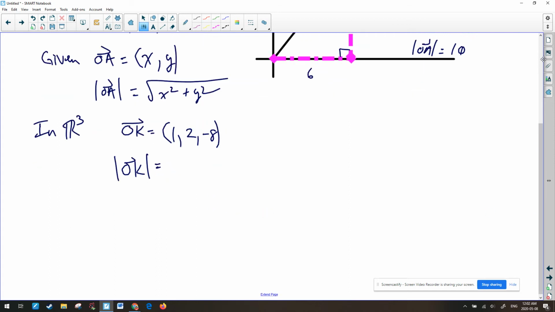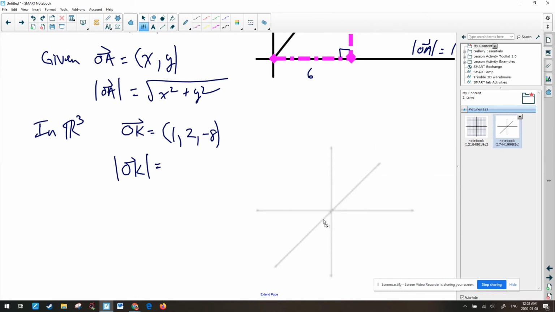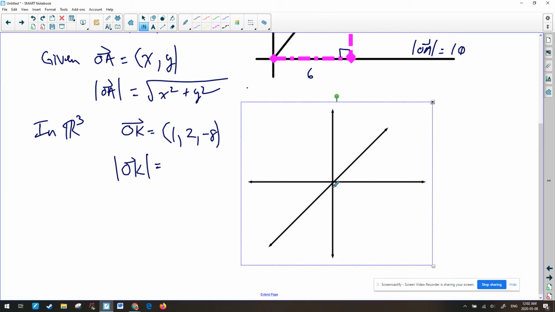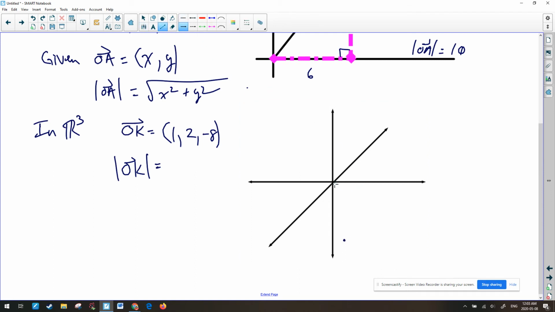I'm going to do a really quick sketch of this. It doesn't have to be super nice. So we've got (1, 2, -8) way down here. Okay, so there's my vector, and what I want to know is what its magnitude is.